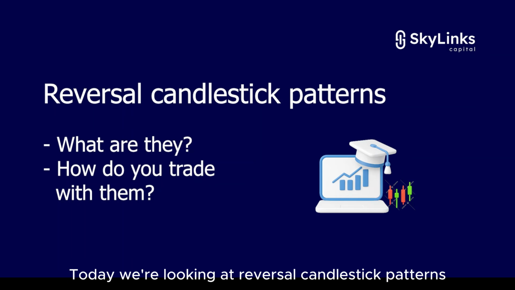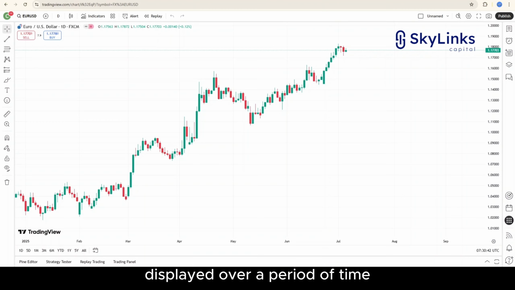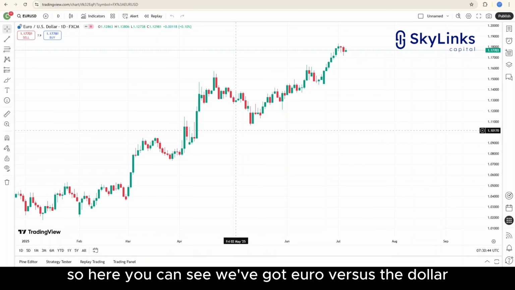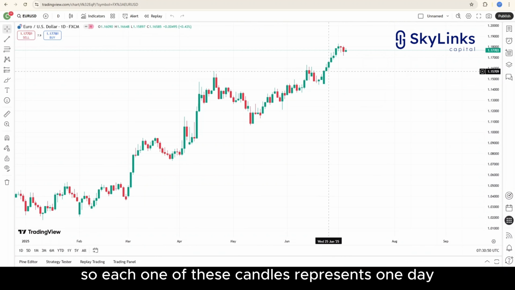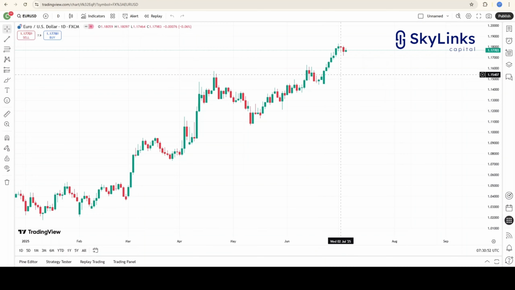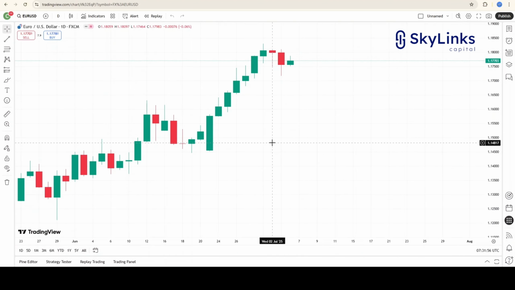Today we're looking at reversal candlestick patterns. A candlestick is a price displayed over a period of time. So here you can see we've got euro versus the dollar, and we're currently looking at a daily chart. Each one of these candles represents one day. With each candle you can see the open price, the close price, the high and the low of that period of time. So in this case it would be a day.